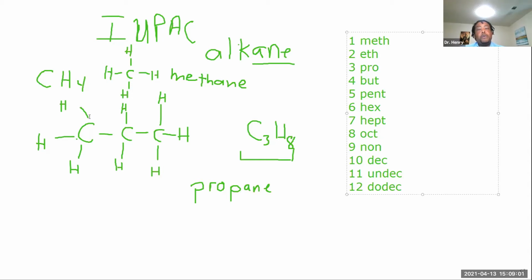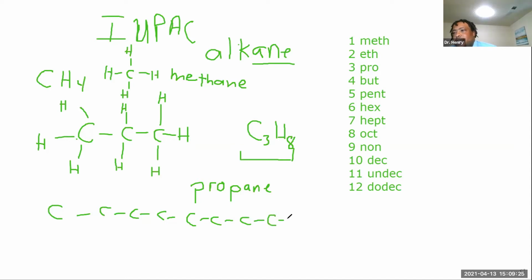Okay, so you always want to try to find the longest carbon chain. 1, 2, 3. So that means that we would call this guy propane. Now, I don't know about you guys, but if you have to write down 11 carbons, 1, 2, 3, 4, 5, 6, 7, 8, 9, 10, 11, right? And then I have to put all of these H's on them, right? That gets a little tedious.